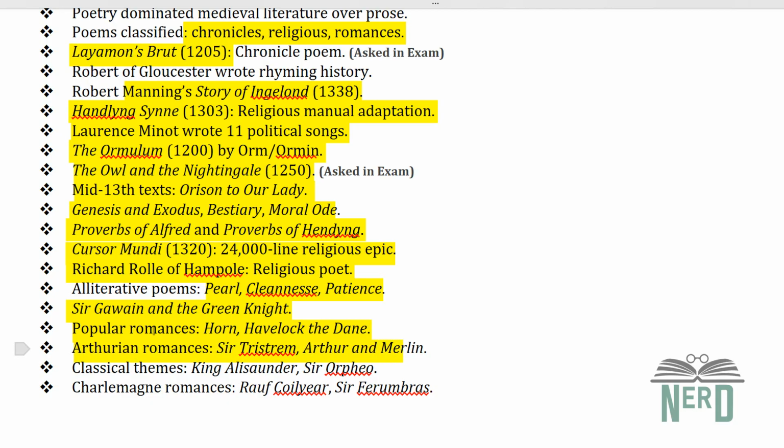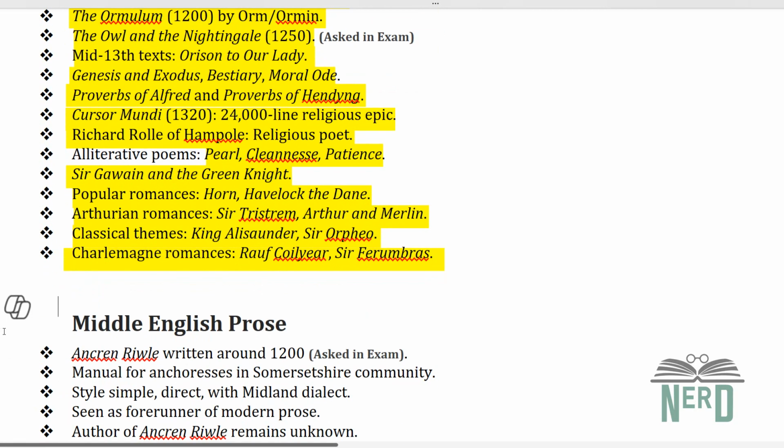Under Arthurian romances, we encounter Sir Tristram, Arthur and Merlin, Wyvern and Gawain, Morte d'Arthur, and again Sir Gawain and the Green Knight. The classical themes gave us King Alexander, Sir Orfeo, and the destruction of Troy. Under Charlemagne romances, we have the alliterative Ralph Coilyear and Sir Ferumbras. And finally, the contemporary romances such as Amis and Amiloun, William of Palerne with its missing heir theme, and The Squire of Low Degree, a tale involving the king's daughter of Hungary.